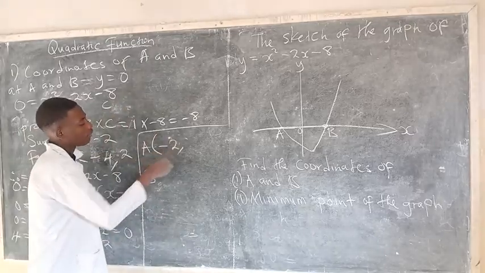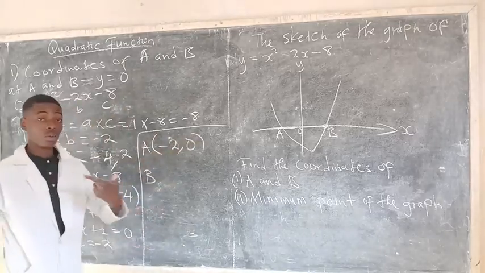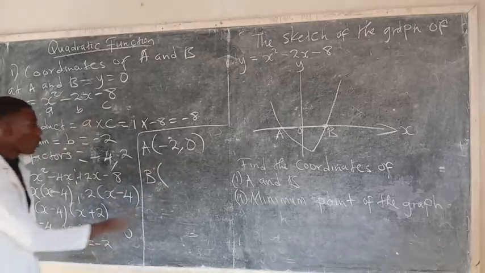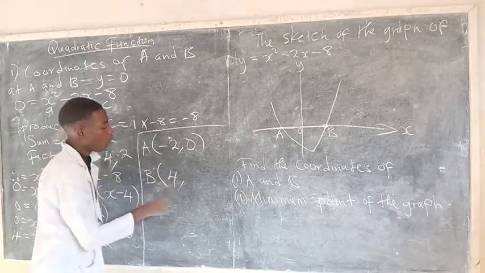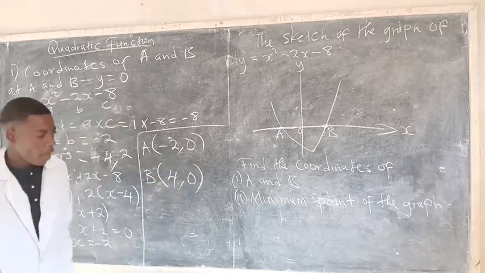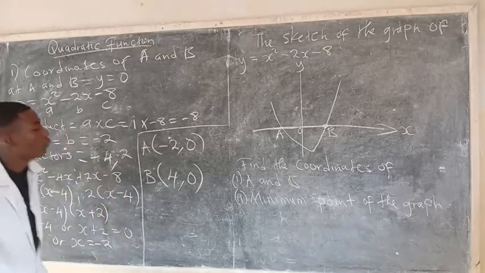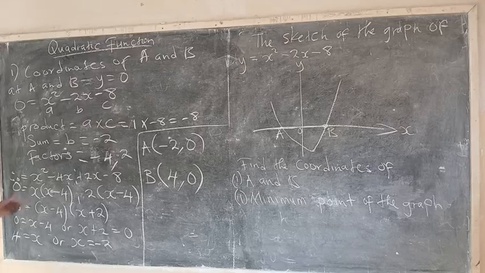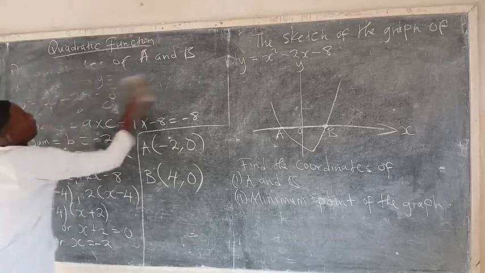So we have negative 2 comma 0, since y is always equal to 0. Then our B will have coordinates 4, 0 as well. So if we are provided with such a question, that's how we go about it. You find the product, sum and factors. Upon doing that, then you work out the quadratic function. Upon working out the quadratic function, you are going to find those answers.